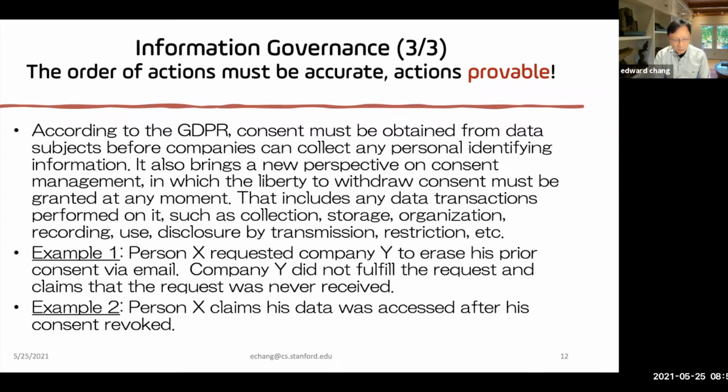That would be very convoluted. So the law requires that the company has to be able to prove they have done all the processes to safeguard the user's privacy. So let's come back to talk about provability in the end.